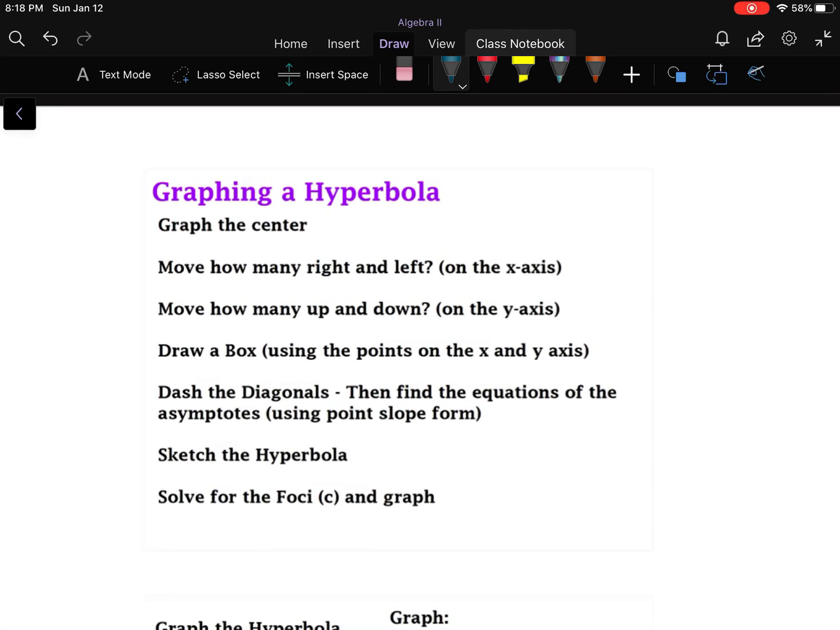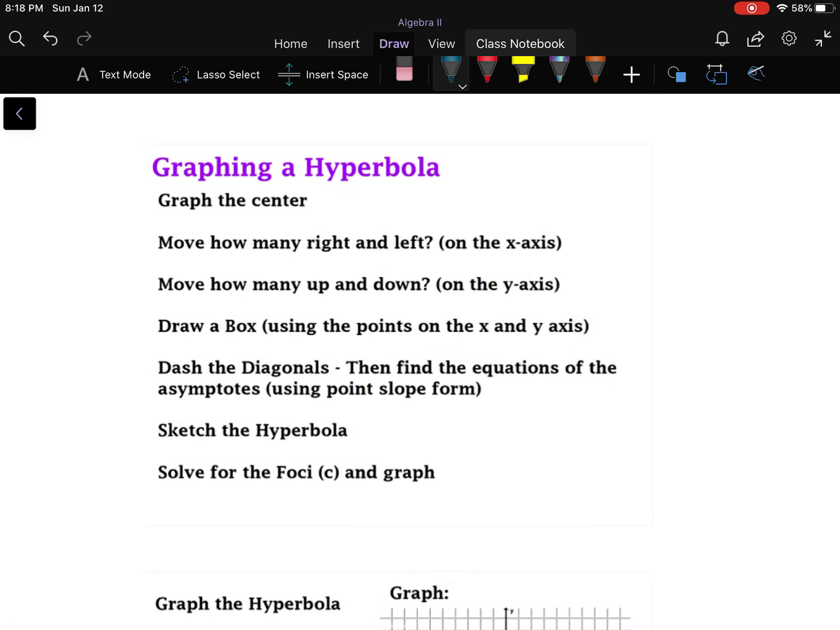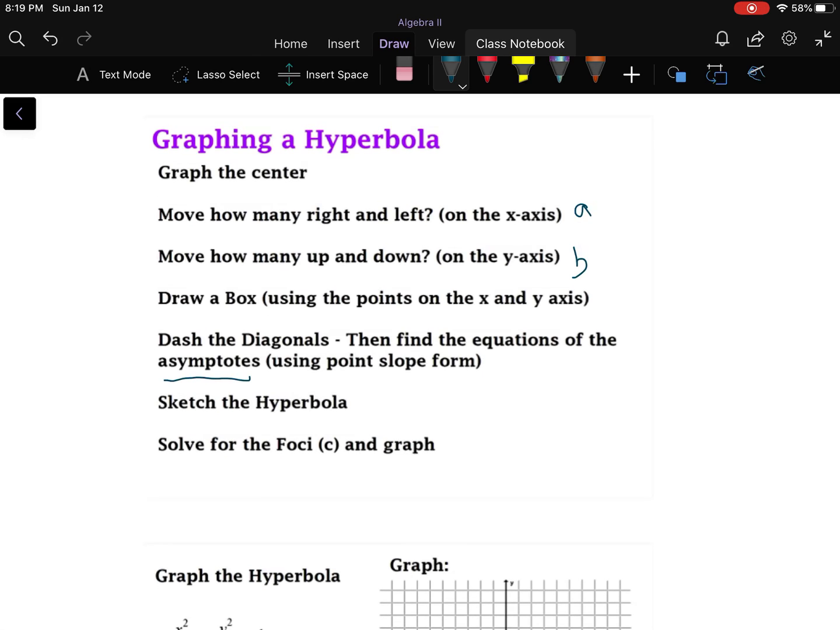So here's what we're going to do. We are going to graph the center. We are going to move how many units to the left or to the right on the x-axis, move how many up and down on the y. And by the way, that's all based on your a and b. We're going to draw this box. It's going to help us draw these dashed lines called the diagonals, or the equations of the asymptotes. Okay, now if you remember from the rational equations, asymptotes are lines that the graph will get really close to but never quite touch. And then we'll get a rough sketch of that hyperbola.